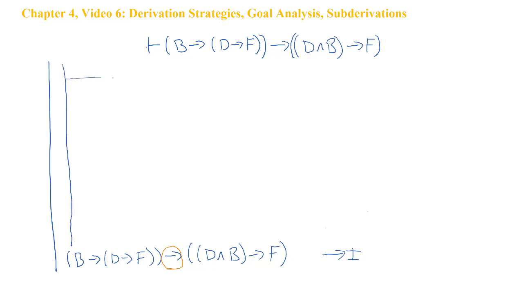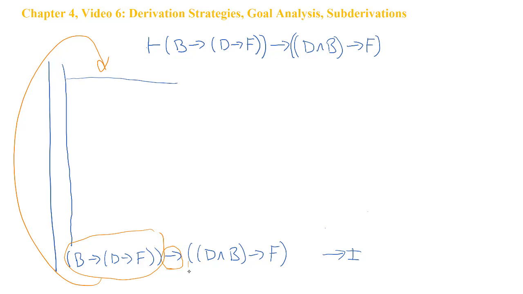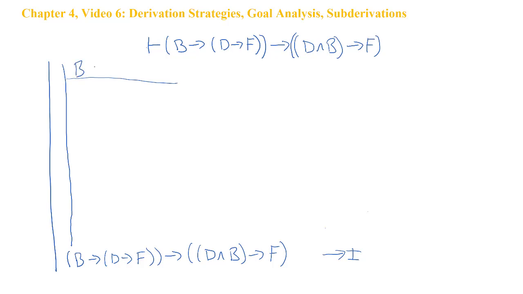And that subderivation should start with the antecedent as the assumption, and the whole consequent as the last line of the subderivation. So I'll write the antecedent in at the start of the subderivation. B arrow D arrow F, label it as an auxiliary assumption, and now I'm going to write my new sub-goal, the consequent of the ultimate goal, at the end of that subderivation.